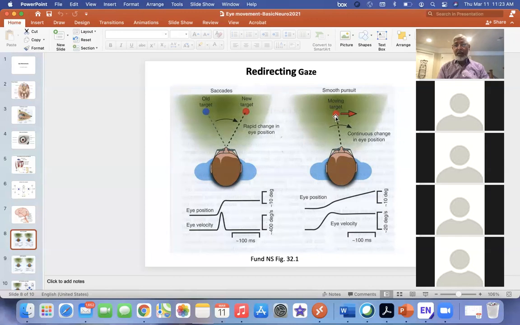Now look at this one. You are following. You see, you're following with your eye, your continuous change in eye position. It's not continuous change here in the saccadic one, it's rapid change from here to here, from here to here, from here to there. But this one is you fixated your gaze on something, and then as the target moves, your eye slowly moves to the target so that your image on your retina is on the same place. Did you get that?